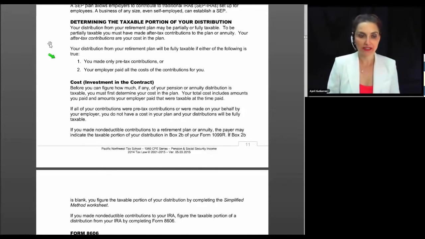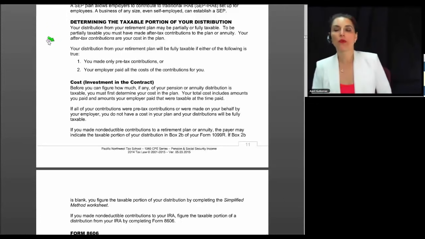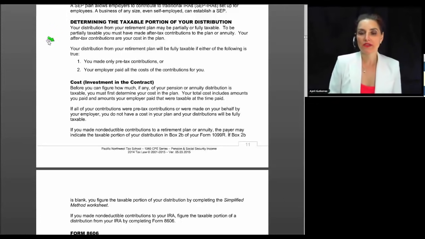Usually it's fully taxable. But to be partially taxable, you must have made after-tax contributions to the plan or annuity, and your after-tax contributions are considered to be your cost in the plan. If you think about it, you could equate it to something like your cost in an asset that you might purchase. How much did I pay for that car? If I sell the car, I'm probably going to sell it for less than I paid for it, which is why I have no income from the sale. Less commonly, you might sell a car for more than you paid for it, in which case you'd have a profit or a gain on the sale.